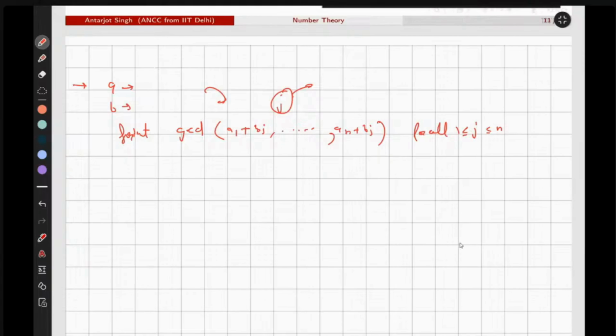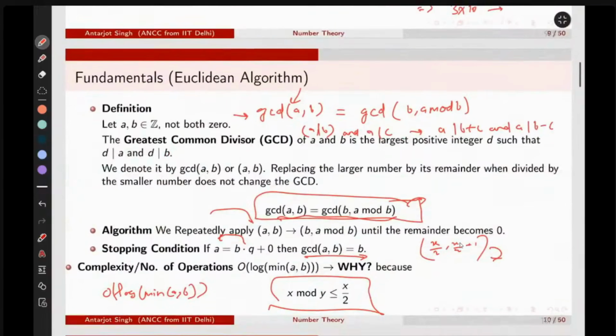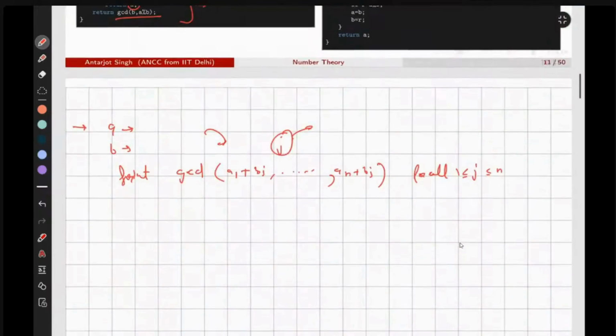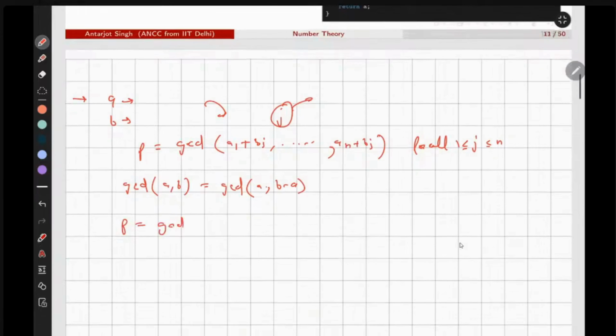So we are going to use the Euclidean property that the GCD of A and B is the GCD of A and B minus KA. So we put K as 1 here. Let's say this quantity is P. So P is the GCD of, if we apply this, and this property also applies to many numbers too.